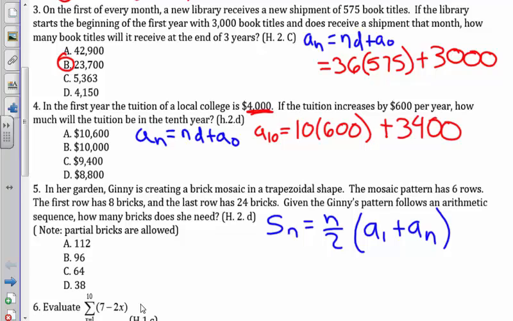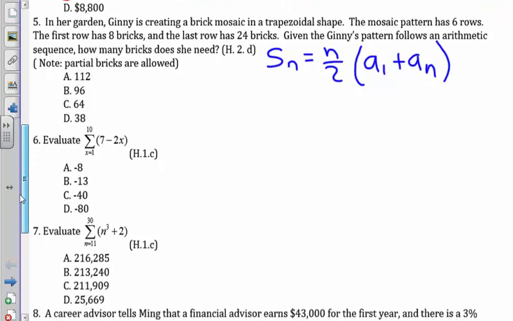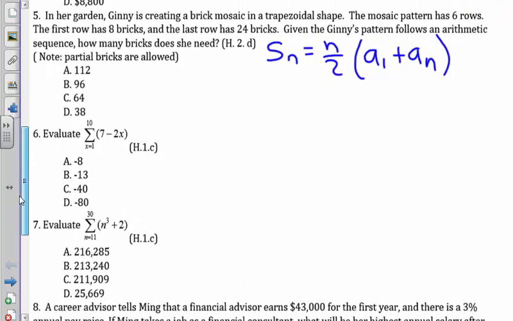That's the first term. So we plug this into our calculator. We end up with 9,400. All right, number 5. Number 5 is talking about the number of bricks that Jenny needs. So this is a summation problem because we have to add up the number of bricks in each row. We know the first row has 8 bricks and the last row has 24, and we know there's 6 rows. So we can just fill out this formula.